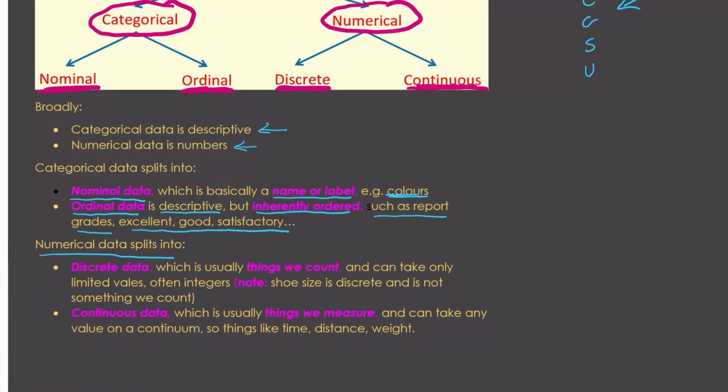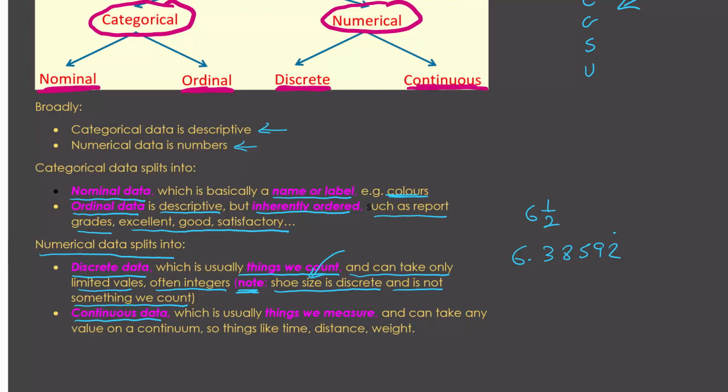Numerical data splits into discrete data, which is usually things we count and can only take limited values, often integers, like 1, 2, 3, -4, and so on. But note here, shoe size is discrete and is not something that we count. The point is, though, with shoe size, is that you can go and you can buy a pair of 6.5, but you can't go and buy a pair of 6.38592 recurring.